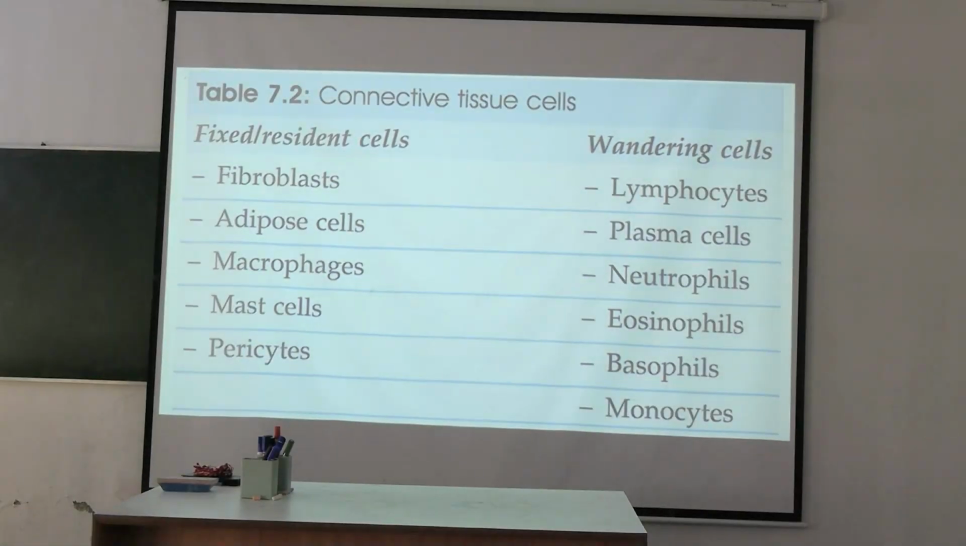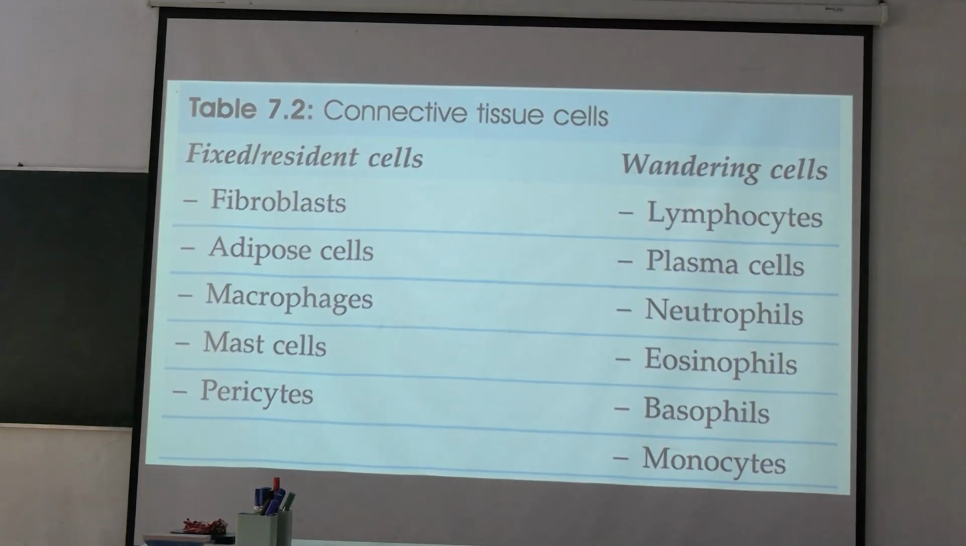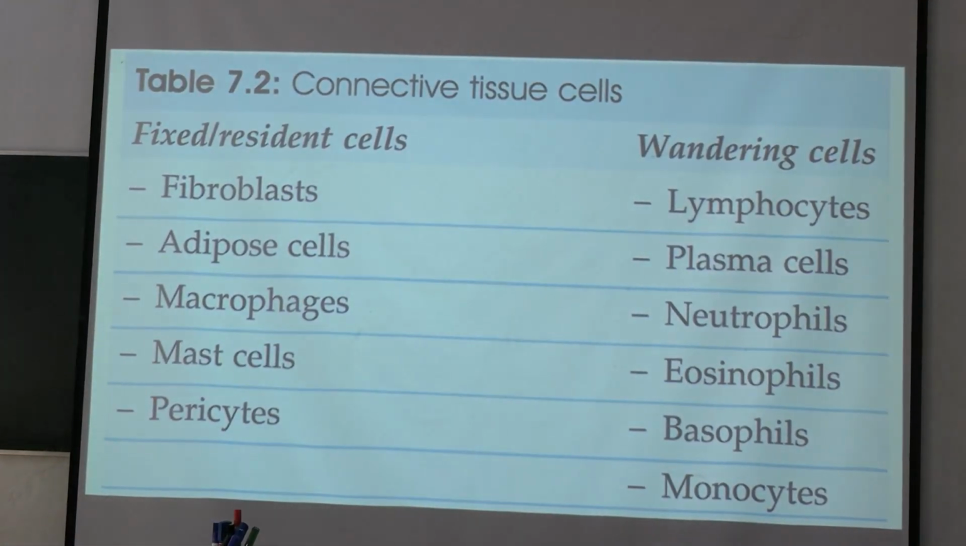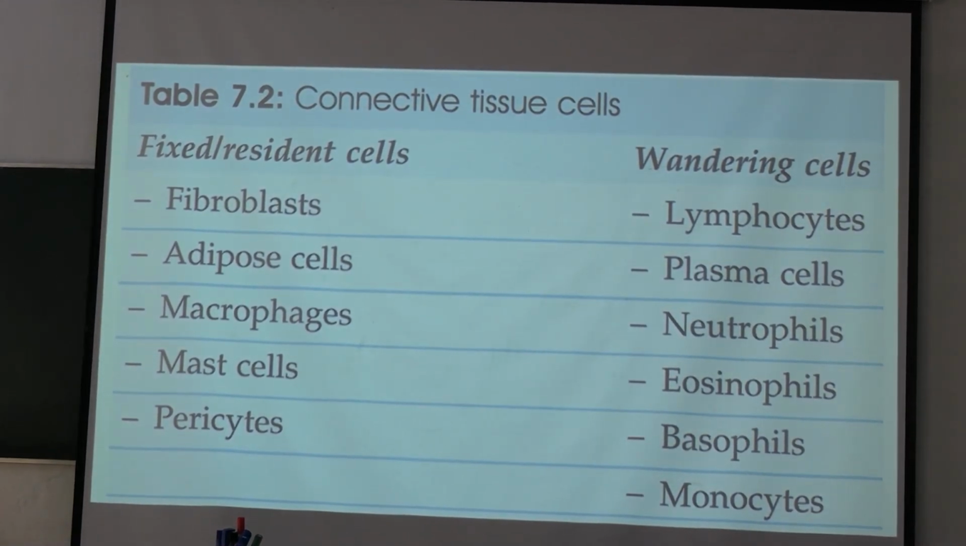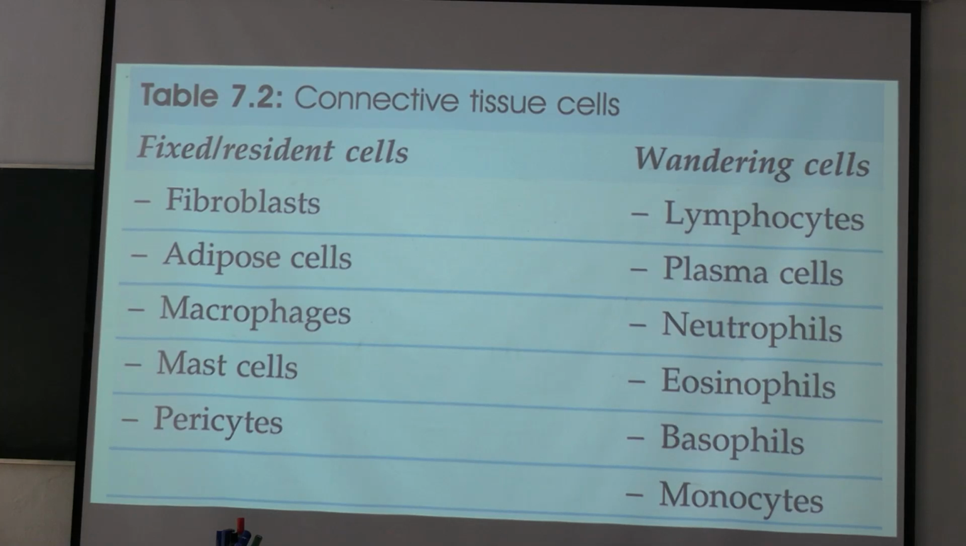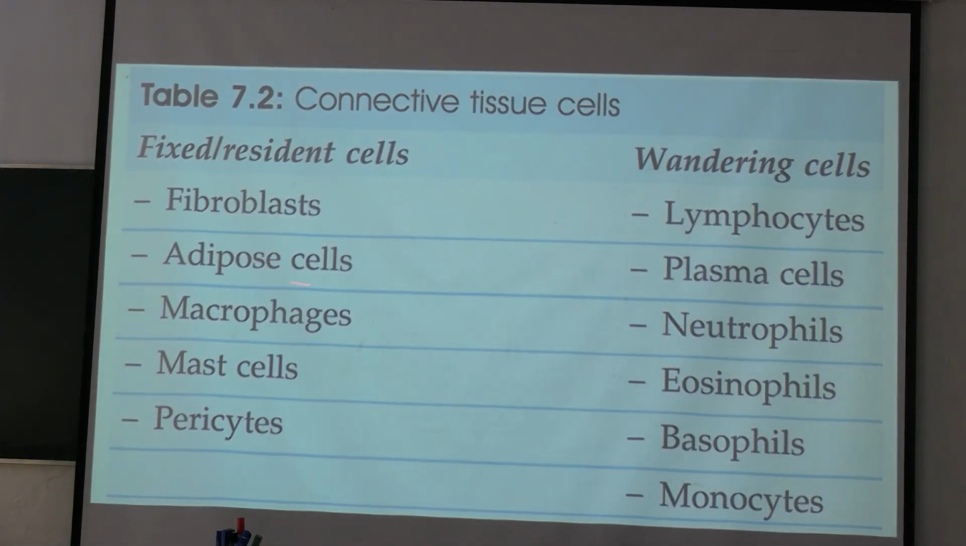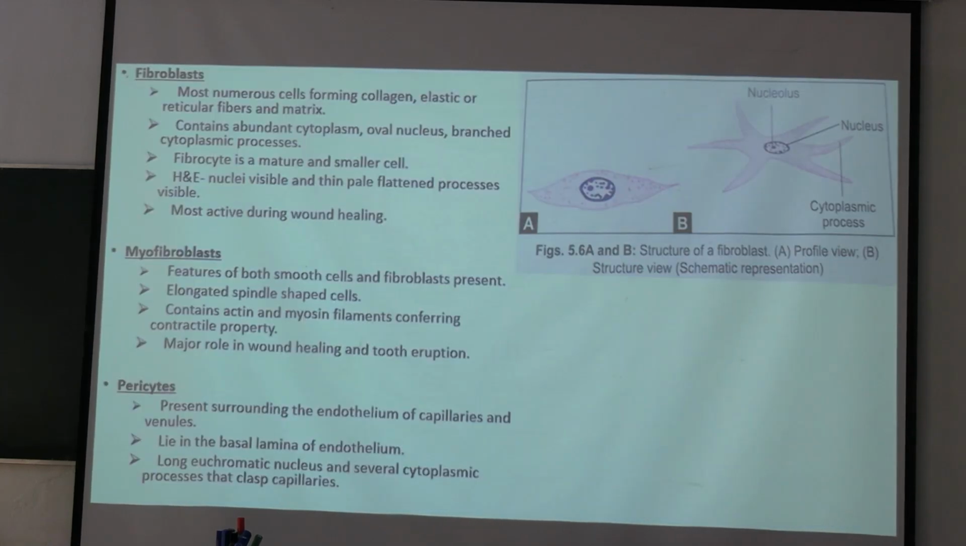So fixed or resident cells, this is an important short note. You prepare cells of connective tissue. Very, very important short note for theory. Okay, cells of the connective tissue. Extracellular matrix can also come, but this does not come very frequently. Cells of connective tissue, very important short note. So fixed or resident cells are fibroblasts, adipose cells, macrophages, mast cells, pericytes. Wandering cells are lymphocytes, plasma cells, neutrophil, eosinophil, basophil, and monocytes.